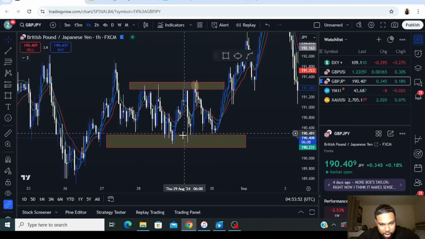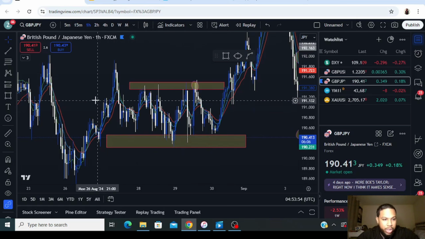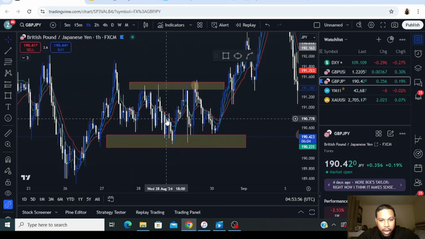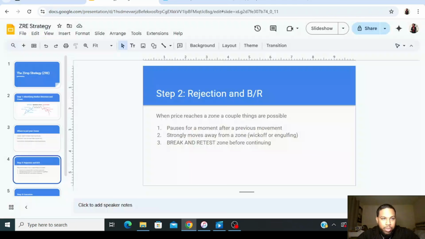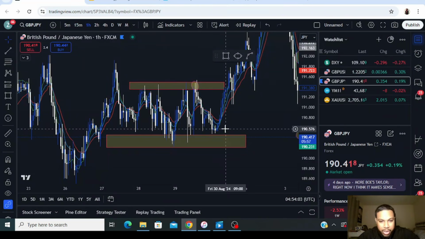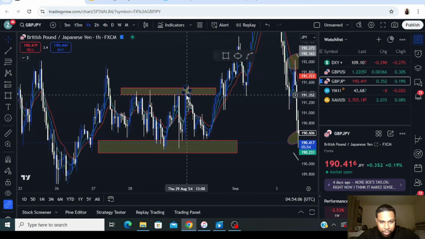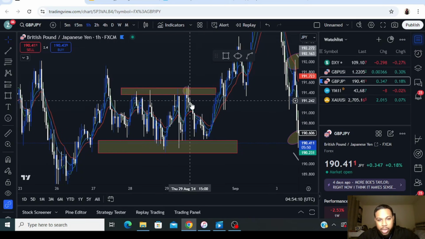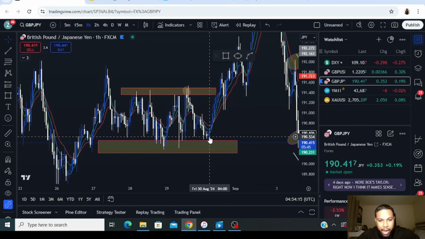The other form of rejection besides these wicks, what you're going to see is a pause, right? Or it pauses for a moment after a previous movement. And all that pretty much means is right here you have price come up and hit this zone, and then it's selling, right? So we have all this selling momentum, and then when we get right here, you've got 1, 2, 3 hours of barely any movement. The second price near this zone, it just stopped moving for 3 hours. That's another form of rejection.